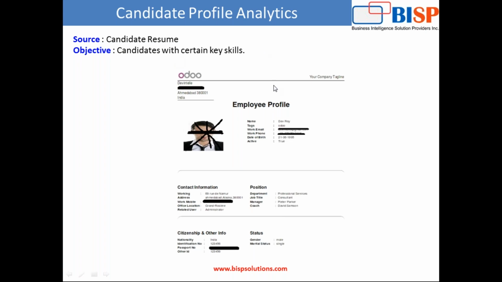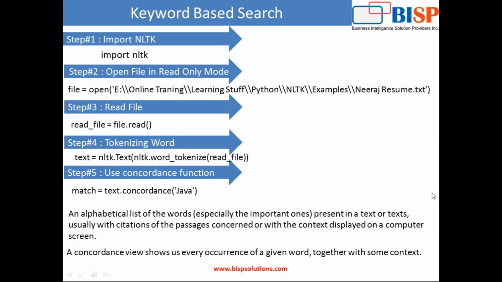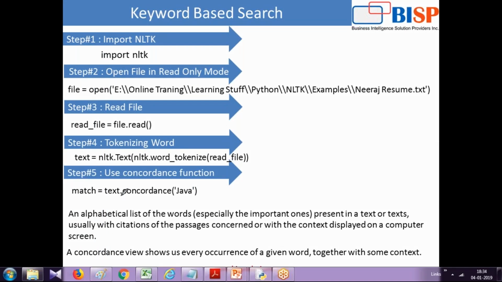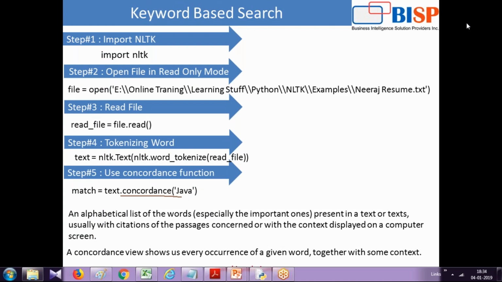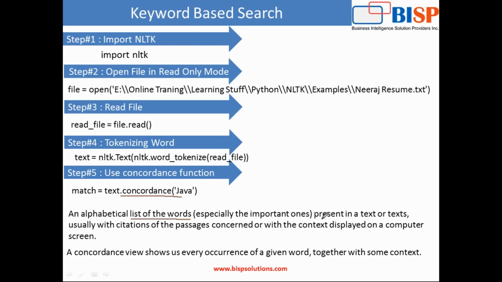So we are going to use an NLTK function called concordance. Let's see what it does. It's like a search with a certain keyword or context. If you look at the literal English meaning of this function, it's an alphabetic list of words present in a text, usually with citation of passages. So in an entire passage, you need to give a citation.